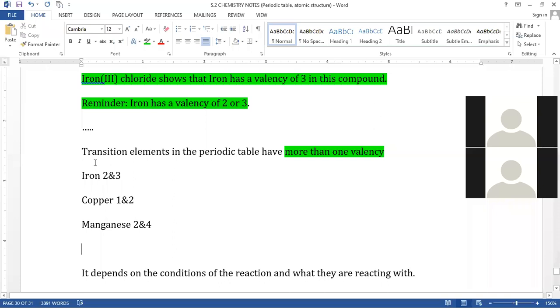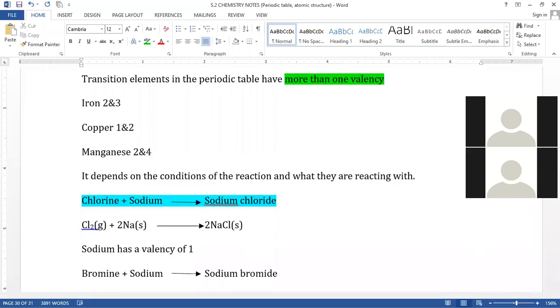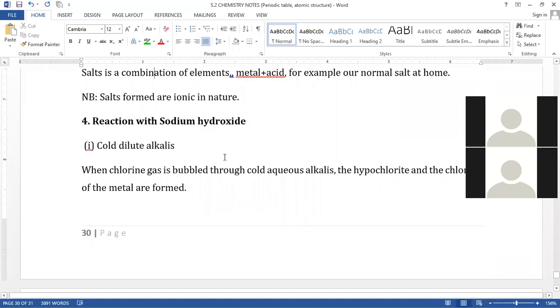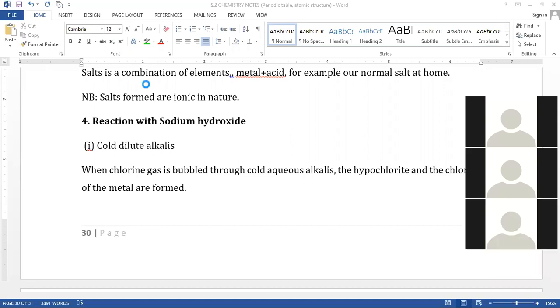So we'll continue with properties, and the property that we're looking at before. I mentioned that usually a salt is formed when a metal reacts with an acid, but in this reaction there is no acid. I said we look at the details of what a salt is, the examples of salts, and then their properties. So the next property that we are looking at here is reaction with sodium hydroxide, and we are dividing this into two.